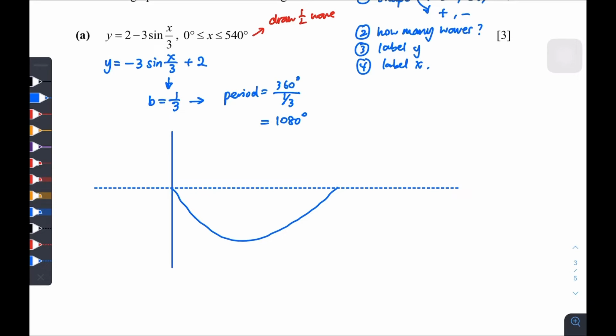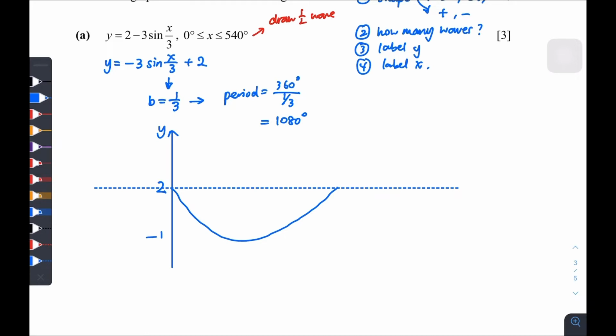You can draw in the axis for y. Now you may wonder why I don't draw the axis first. If I draw the axis first, it will be a bit troublesome to label here and there, right? So drawing the axis after everything would actually be a good strategy. So where's the middle line? The middle line is 2. The maximum is 5. The minimum is going to be 2 minus 3, so this would be negative 1 over here.